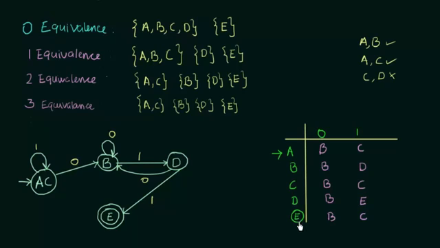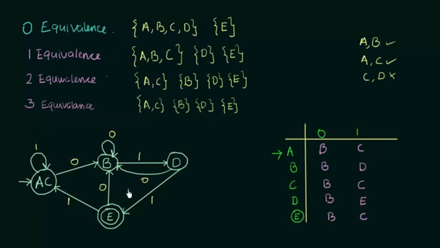Now let's go to E. E on getting input 0, where does it go? It goes to B. E goes to B on getting input 0, and E goes to C on getting input 1. And what is C? C is AC. Okay, now we have completed the DFA, and we see that we have 1, 2, 3, 4 states here. So this is the minimal version of the DFA that was given in our example.